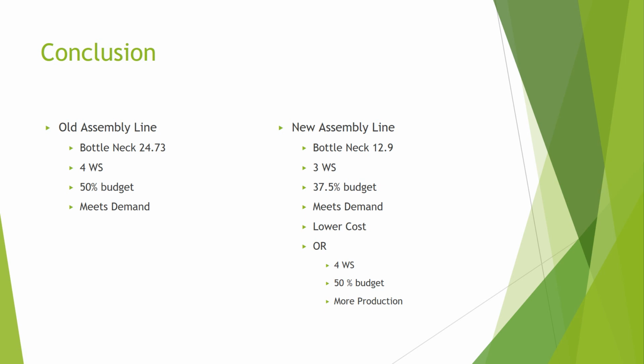With that being said, fewer workers and fewer stations means less budget. So we only use 37.5% of our budget and continue to meet demand. You have another option where you can have 4 workstations with the same budget but overproduce, and that pretty much depends on the client and what they're trying to minimize or maximize. Depending on your inventory holds, how much it's going to cost to hold inventory, you might choose to have 3 workstations and produce the demand that is requested, or have 4 workstations and overproduce.